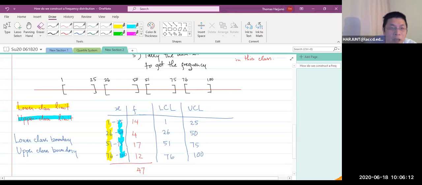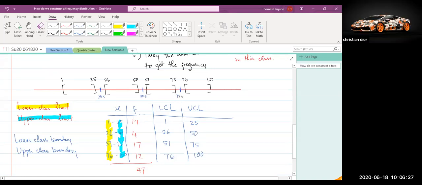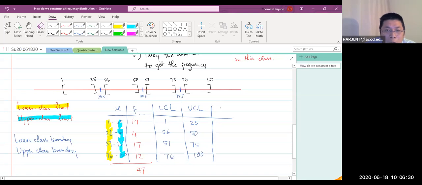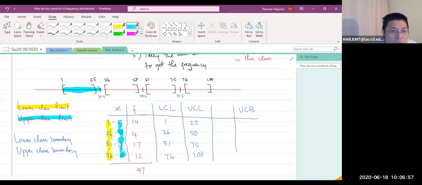Now, the boundaries are the midpoint between the limits. So this is 25.5, this is 50.5, this is 75.5. Upper class boundary for the first class: nominally they say it's between 1 and 25, but it actually goes up to here. Even though I don't write up to 25.5, anybody who gets 25.4, for example, will be categorized into the first class. That boundary is shared with the next class.